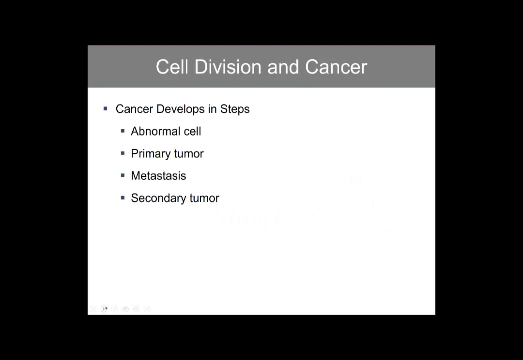Cancer develops in stages. It starts with an abnormal cell, and as that cell loses control of its cell cycle, it quickly starts undergoing mitosis. And as that cell races through mitosis, it forms a primary tumor. Metastasis occurs when one of these cells from the primary tumor breaks free, travels somewhere else in the body, and starts developing a secondary tumor.